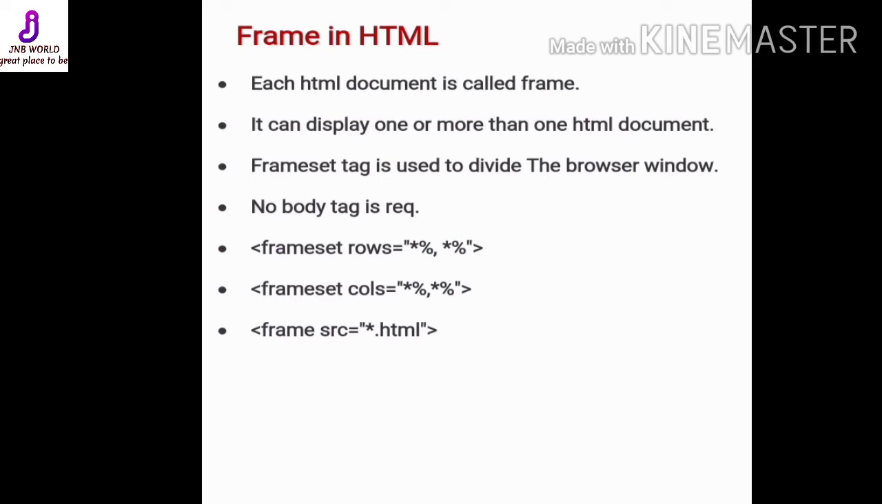Next, a frame can display one or more than one HTML document. The frameset tag is used to divide the browser window. It can divide the window column-wise or row-wise, meaning vertically or horizontally. Next, no body tag is required for this.